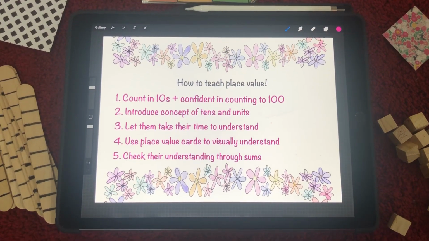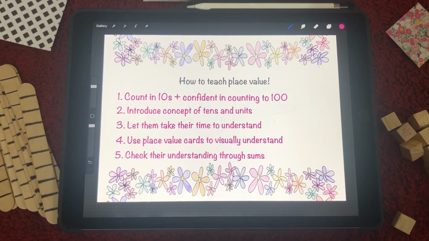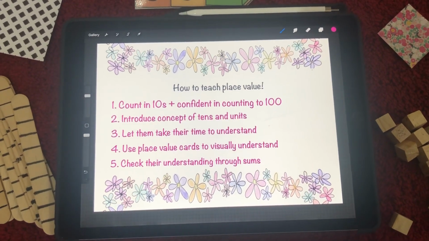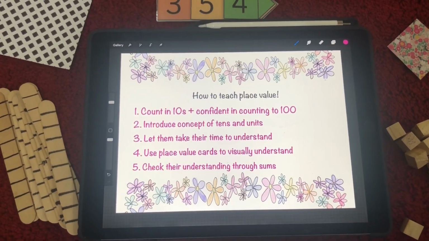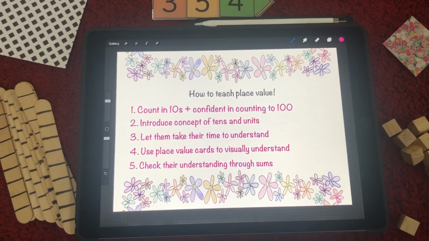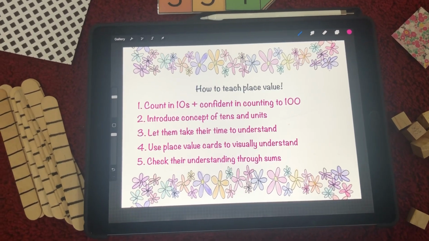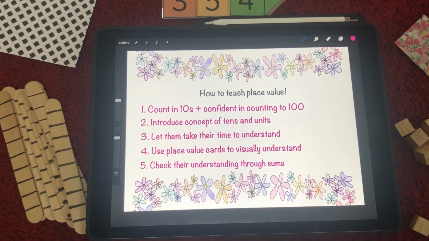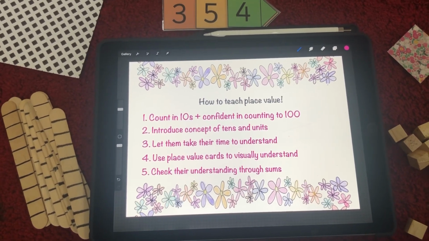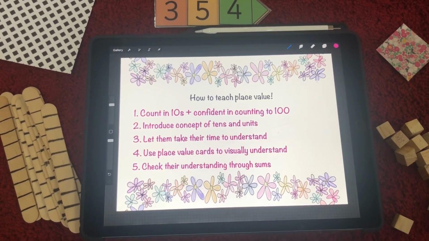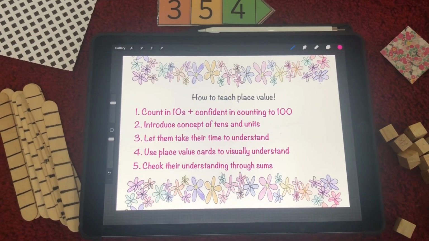And number 5 is checking the understanding through sums. So this isn't something that can only be done practically. It's quite nice to get something on paper and then to check whether our children have understood exactly what we mean by place value and how they can apply that in word problems or general maths sums. So I'll show you some examples now.